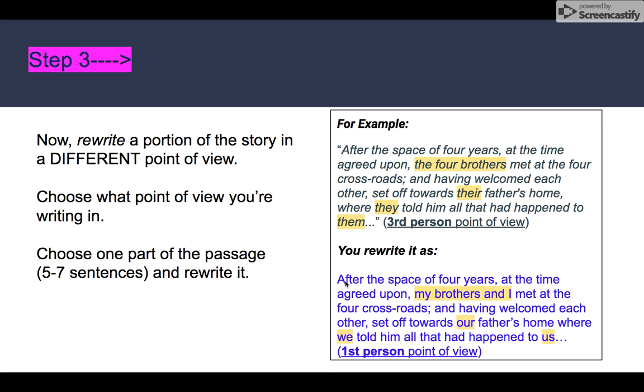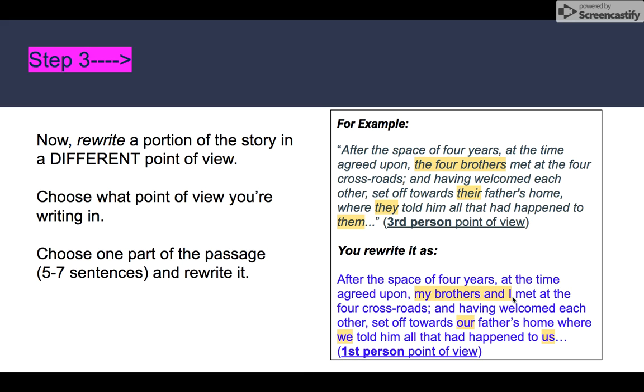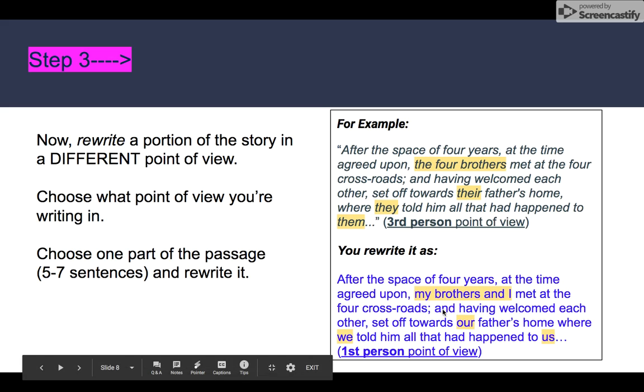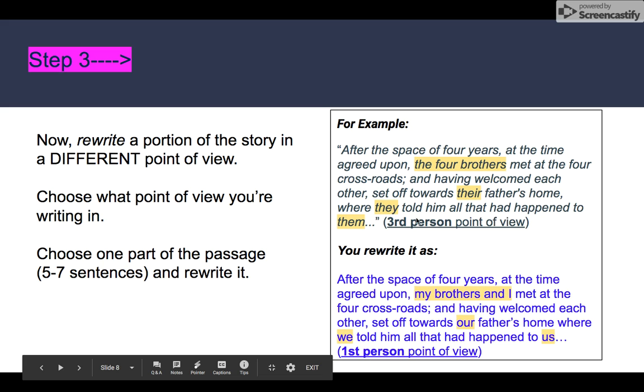You would rewrite that in first person as, after the space of 4 years, at the time agreed upon, my brothers and I met at the 4 crossroads, and having welcomed each other, set off towards our father's home, where we told him all that had happened to us. Do you see how I took each pronoun and switched them from third person to first person? So instead of their, I'm saying our, because now this is one of the brothers talking about himself. Instead of where they told him, where we told him, right?